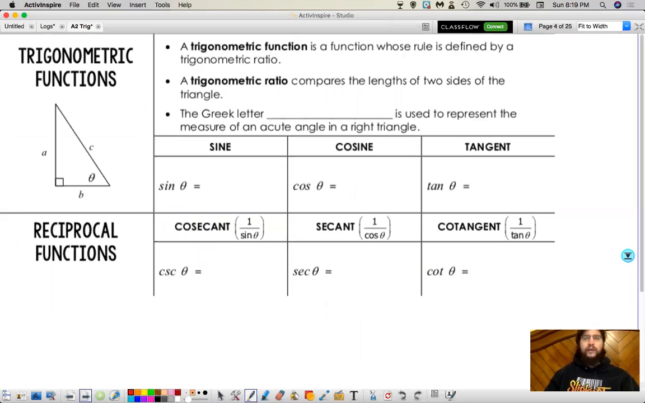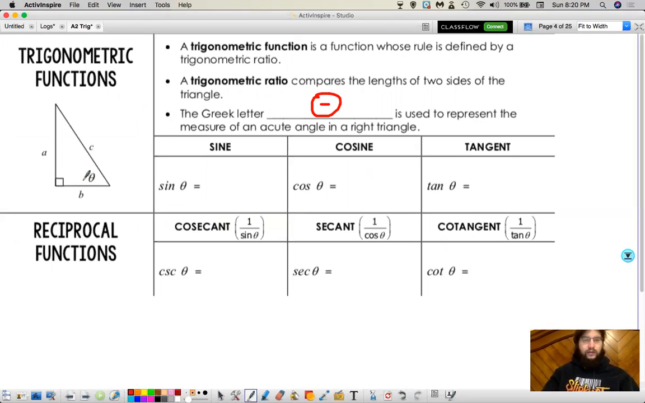All right, you should know your basic functions, sine, cosine, and tangent. Guess what? There's 3 more. Cosecant, secant, and cotangent. Those are just reciprocals of sine, cosine, and tangent. Now, a lot of times we use the Greek letter theta to represent an angle. It's like we use x in algebra to solve for a missing variable.